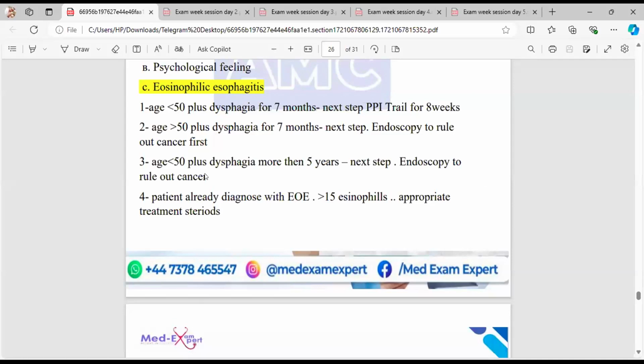If you want to take a screenshot, you can take the screenshot and just remember these points, they are very important. Written by me, but definitely these points are from RACGP and confirmed points.